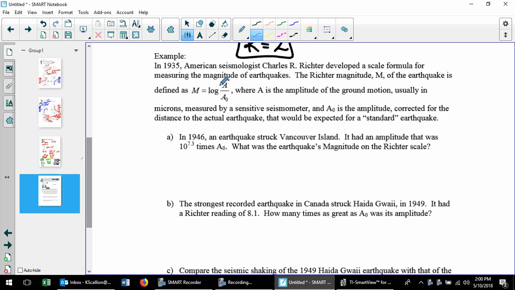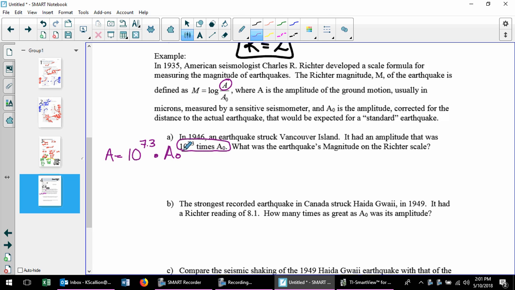So A is going to be replaced with what? So A is equal to 10 to the exponent 7.3. Anything else in there? Times A initial. You guys with me so far? Because it is times A initial. This isn't the magnitude. It's 10 to the exponent 7.3 times what the regular magnitude is of an earthquake. So this one seems like it would be much more.